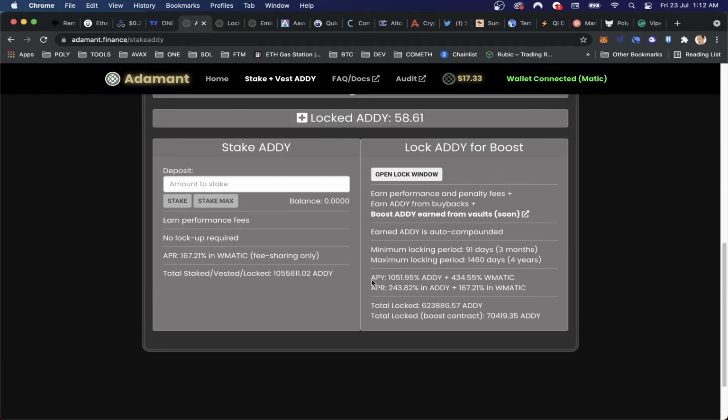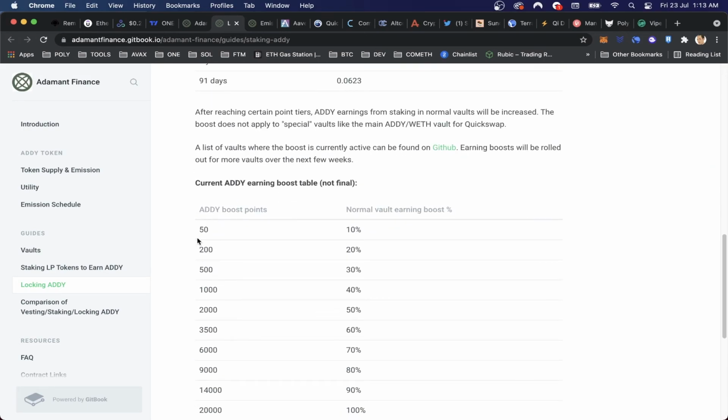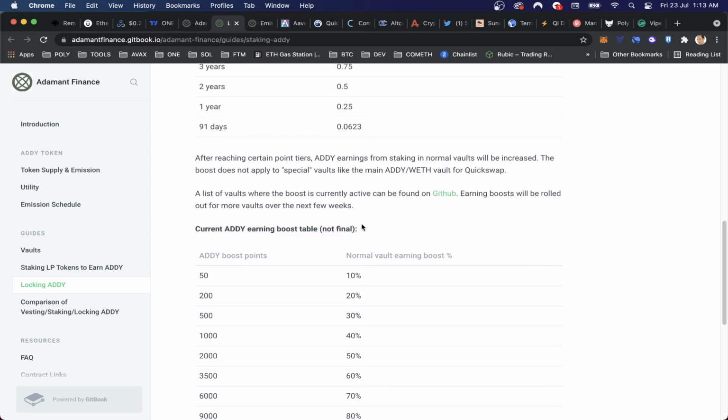This really confused the hell out of me. Now they're displaying the APY on top of APR. So we are getting this boosted ADDY and from vaults. And what is that? Okay, so it works sort of like a boost point depending on how long you lock it. So if you lock for 4 years, you get one. If you lock for 1 year, you get 0.25. And if you lock for 91 days, then you get 0.06. And then you need 50 of those points to get a 10% normal vault earning boost. This is not final, so yeah, they can change this.